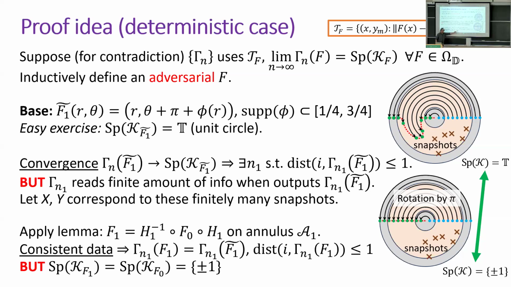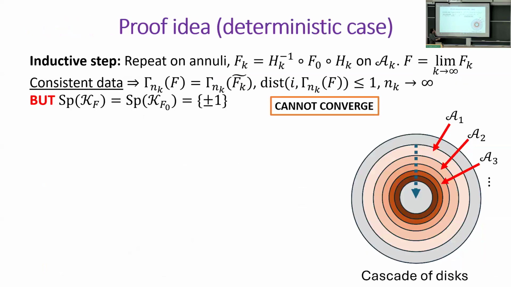So our goal is going to be to continue doing this inductively to define a sequence going to infinity where this relationship always holds, and a suitable f as a limit of these functions, and we get a contradiction. Okay, so here we go. We're going to repeat on different annuli that contract to 0. We're always going to have this relationship here: fk is conjugate to f0. Remember, these h act as the identity of the annulus, so we can glue them together. So we can take f to be the limit of these fk's.